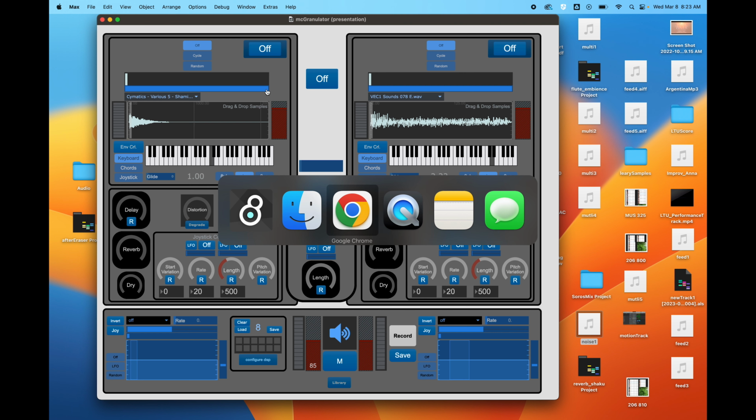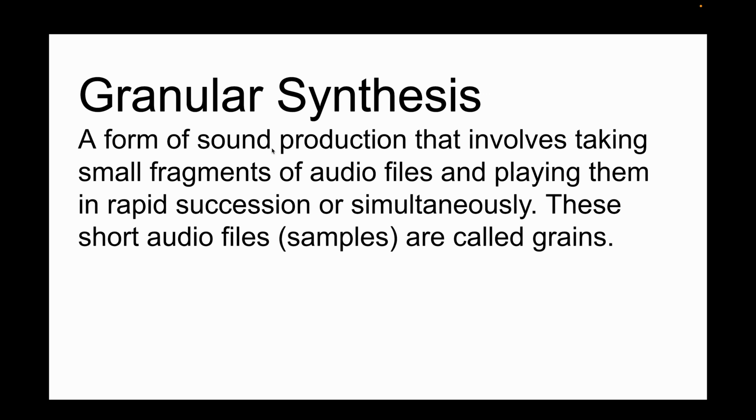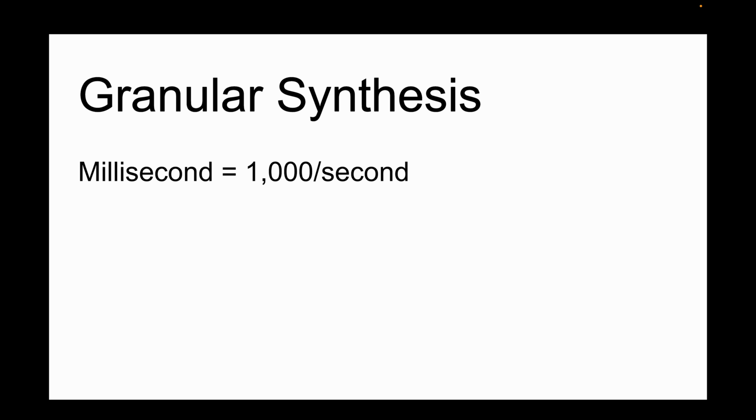And let's just return to the basic principles here of granular synthesis. So again, granular synthesis is a form of sound production that involves taking small fragments of audio files and playing them in rapid succession or simultaneously, usually both. These short audio files, called samples, are called grains. So remember that everything in the granulator is at the millisecond level. So it's really important to remember that, it's not in seconds, it's in milliseconds. So if your grain rate is at 100 milliseconds, that means every second there are 10 grains, right? Because 1,000 milliseconds is in 1 second.